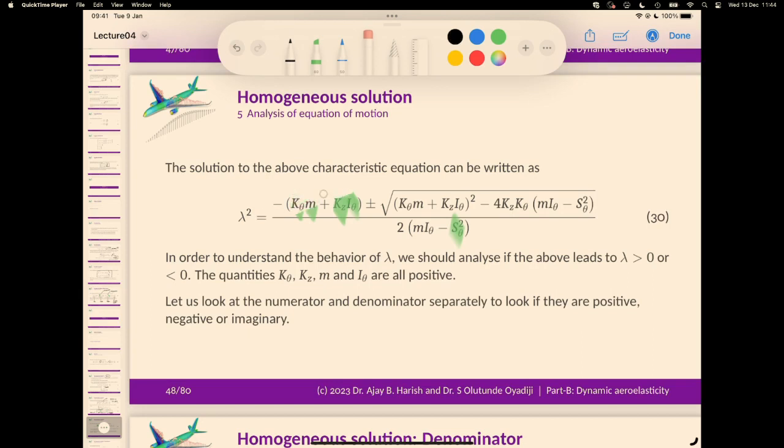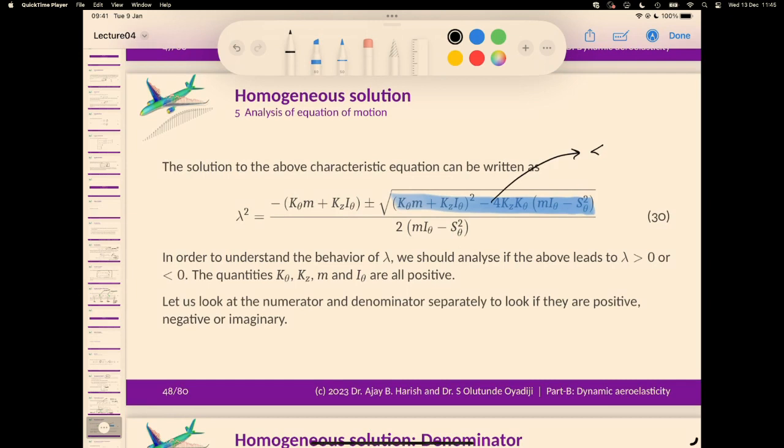Let me just erase this. If this term here... let me get a blue color. For a second, just indulge that this term was less than zero. The term that is under the square root was less than zero. That means the square root of a negative number gives us an imaginary number. That means our lambda, or what we called our natural frequency, is nothing but an imaginary number. Now, can we have an imaginary natural frequency?